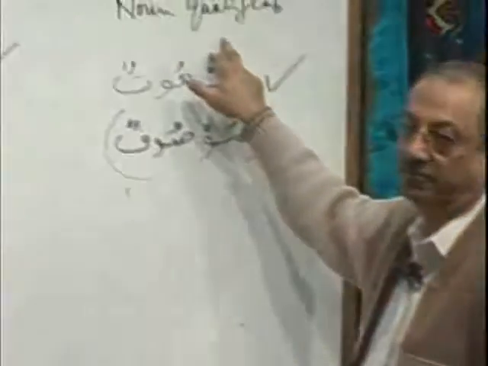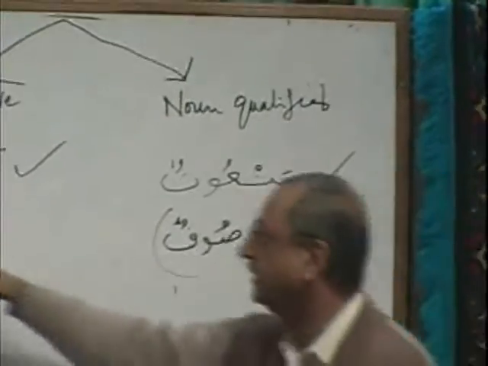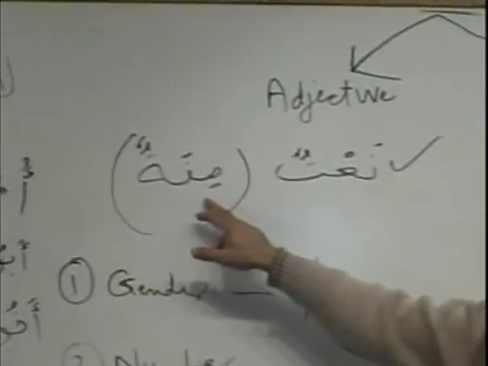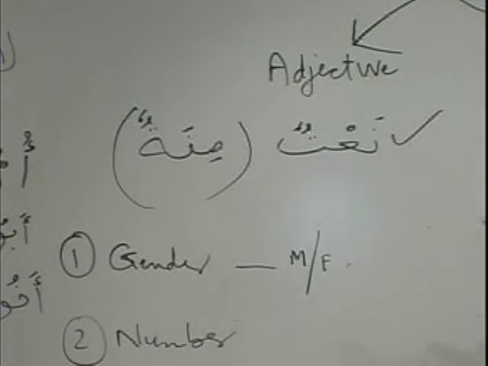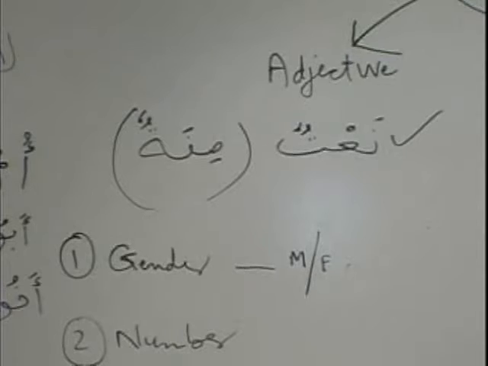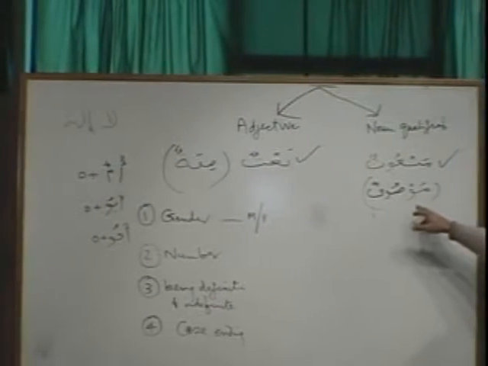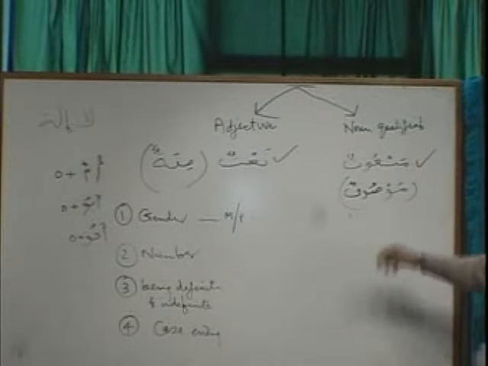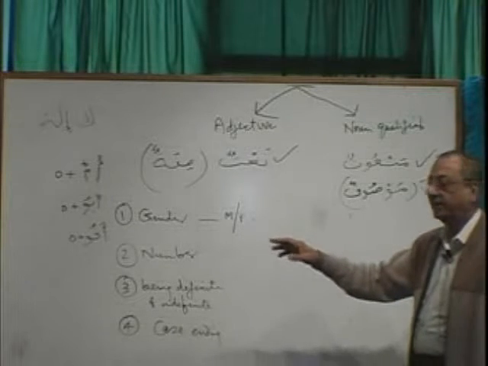There are two things. Whenever there is an adjective, naat, there is a noun qualified. And what is the noun qualified? Manut. I have written here sifatun or sifa. That is also the same thing as naat. So if you have sifatun, then it will become mausuf. Same thing, noun qualified. This is an extra name. Okay. Four things have to be there.